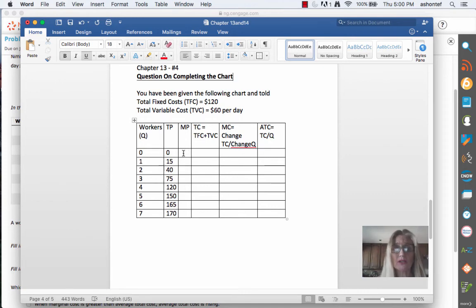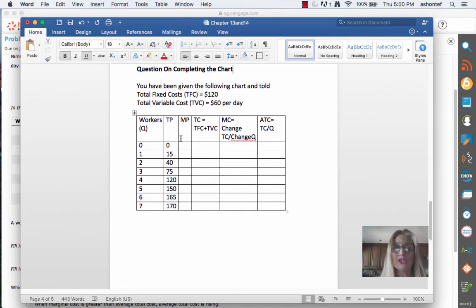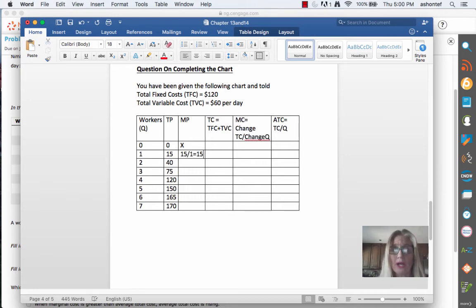We're going to take a look at how our output changes when we go from 0 to 1 worker. Remember, at 0, we're not going to have anything here. Then the incremental change from 0 to 1 worker, the output changed by 15, and you divide it by 1, so that would be 15. Let's do one more. From 1 to 2 workers, our output went from 15 to 40, so the change there was 25. The incremental change here was 1, so that would be 25. And you would just keep on going down the line.